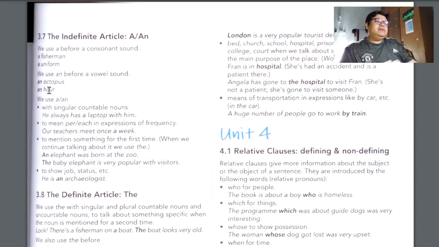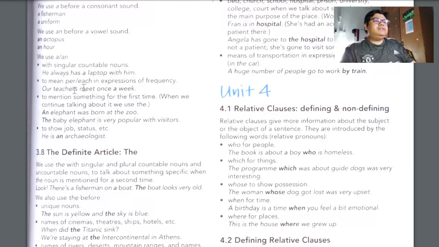Contohnya sini, an octopus, O. Hour, dia punya sound dia A. Walaupun dia dieja dengan huruf H, even though the word hour starts with the letter H, we say hour as 'our', bukan 'hour' with an H sound. Kalau H sound, then we have to use a. But it's 'our', so it means an, not a. This is when we use a or an, the indefinite article.